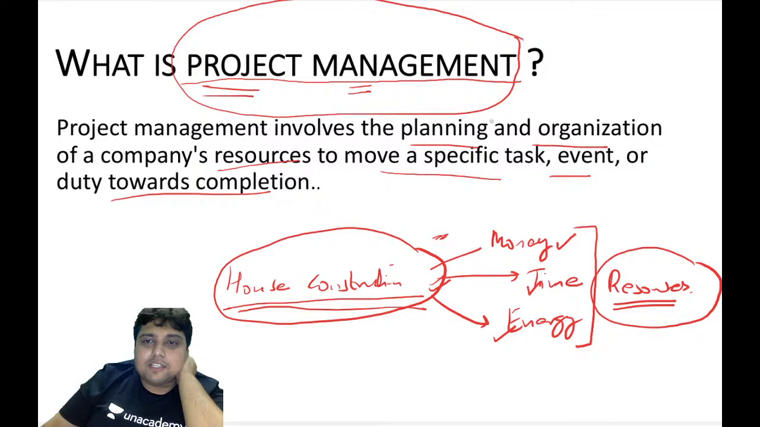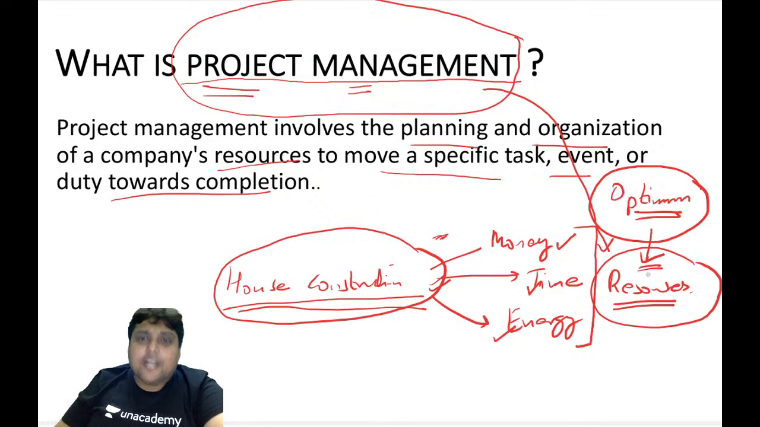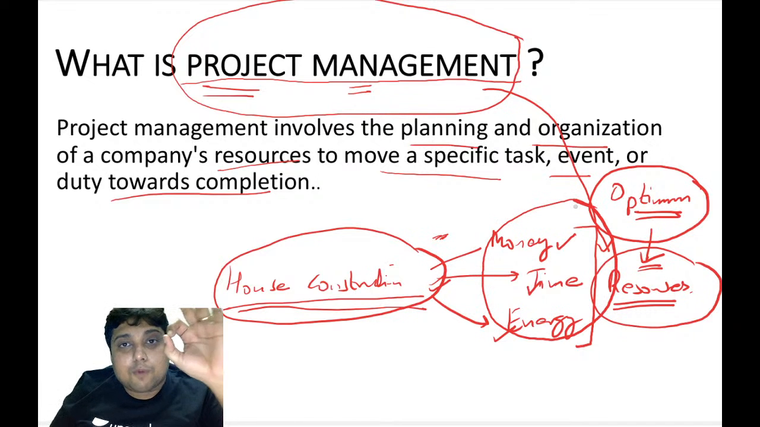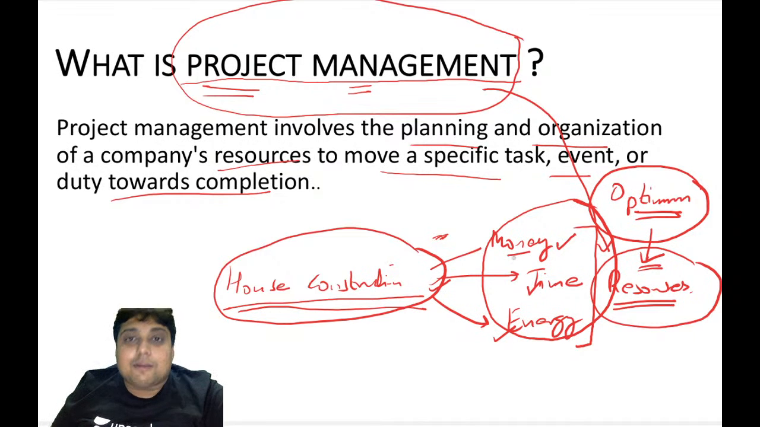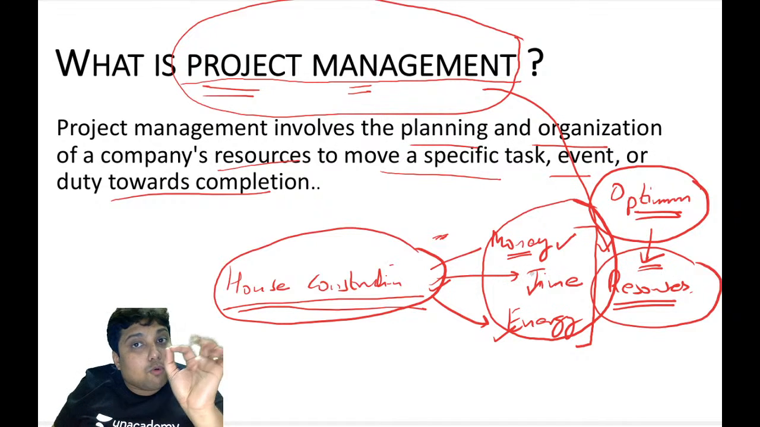Project management simply means optimum use of resources. Managing the resources. If we manage these resources, we need to make sure that whatever money, time, energy we have, we make the best possible use of it. We have to spend as little money as possible. जितना जरूरत है, जितना required है, वो तो अपने को use करना ही पड़ेगा, but not more than that.